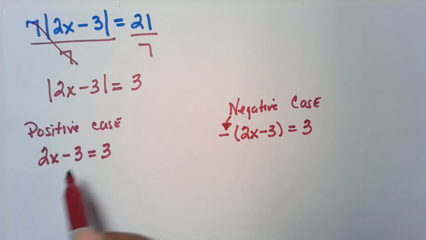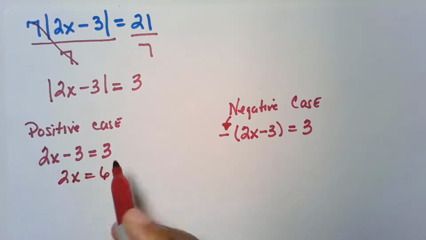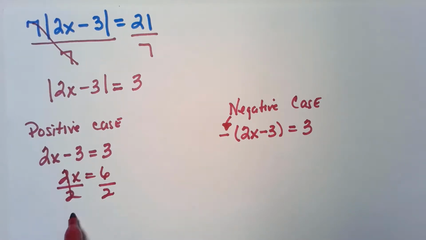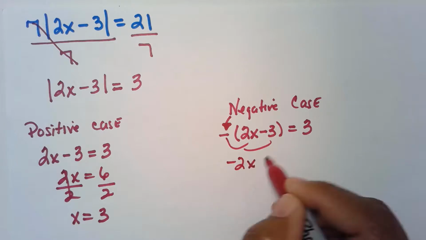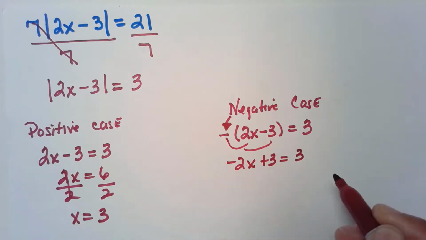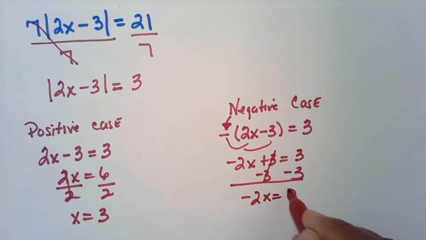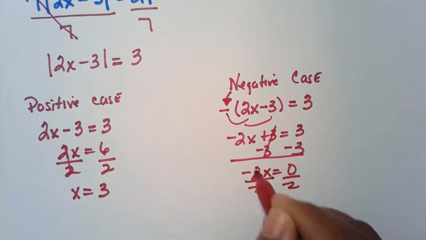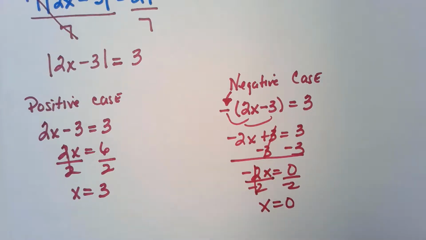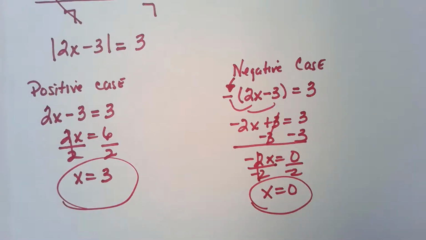So let's solve. Here we're going to add 3 to both sides, and we have 2x is equal to 6. Then we divide by 2. We have x is equal to 3. Next one, let's distribute the negative. We have negative 2x plus 3 is equal to 3. Subtracting 3 from both sides, we have negative 2x is equal to 0. Divide by negative 2. We have x is equal to 0. And then our solutions, we have 3 and 0.